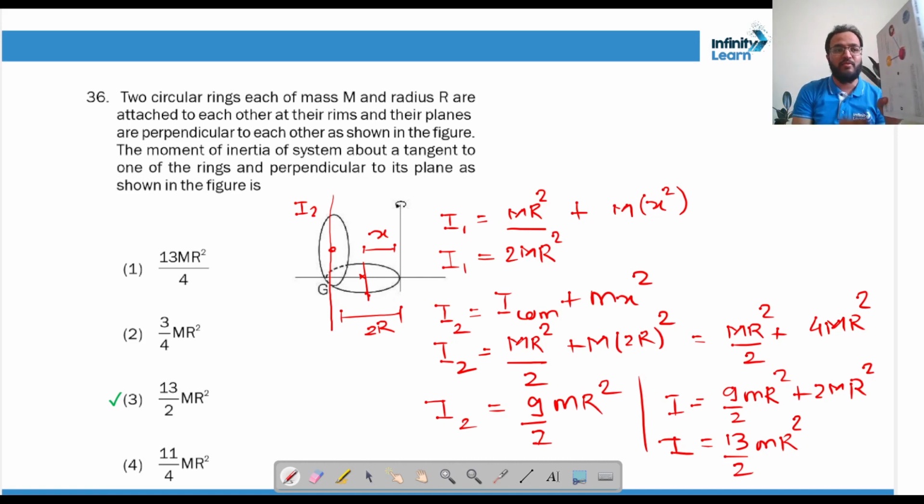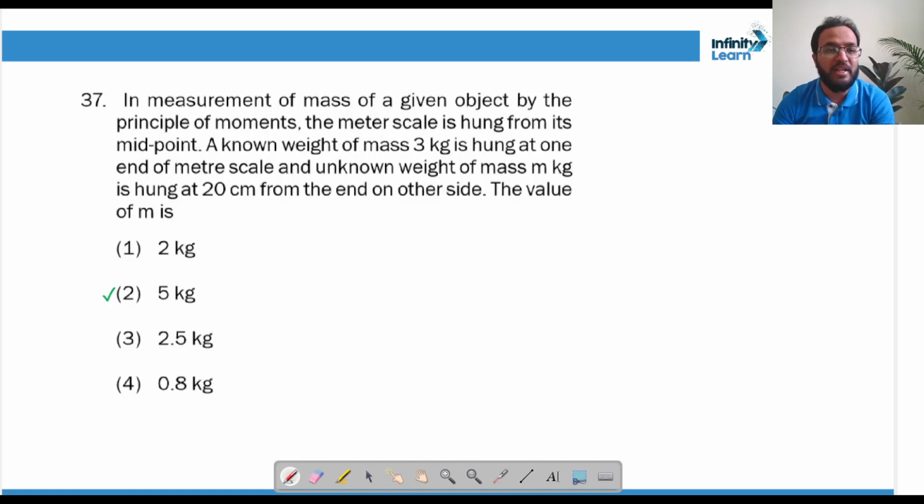But for this ring, about this axis, see, this is the axis about which we want to find out the moment of inertia. So what is the axis which is parallel to this axis but passing through the center of mass of this ring? You will say this axis, the diametrical axis. So the moment of inertia about the diametrical axis will be mr square by 2 plus m into x square. What is the distance between this axis and this axis? You will say 2r. That is why I have written mr square by 2 about the diametrical axis plus m into 2r whole square. This is how you will get the right answer.